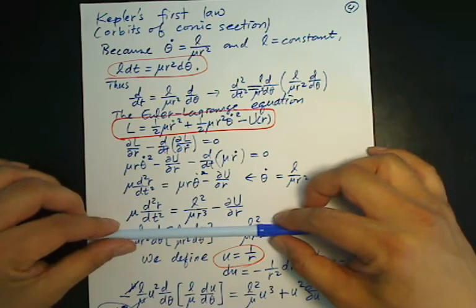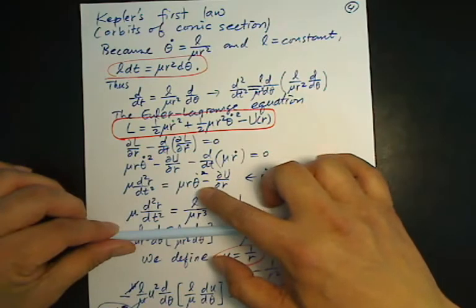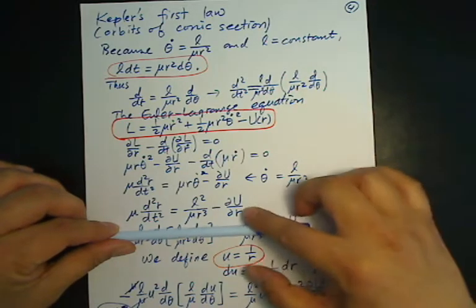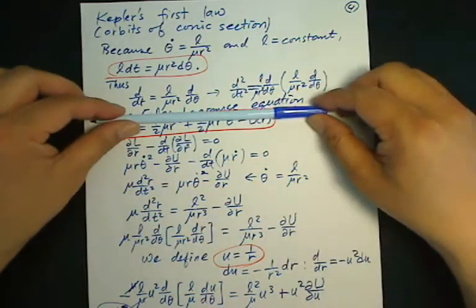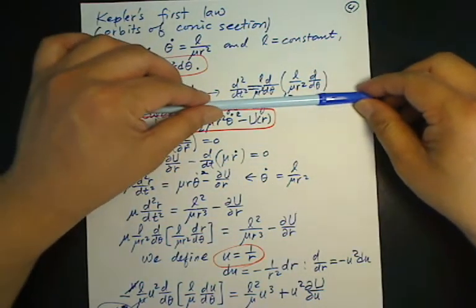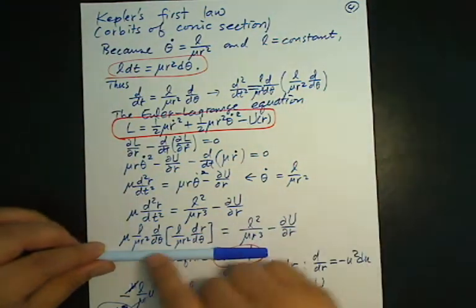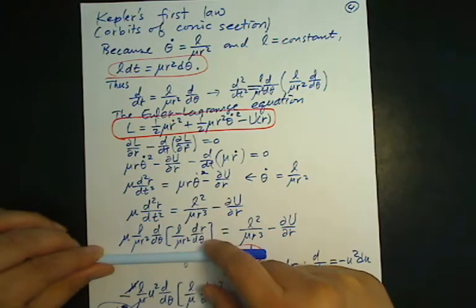Now, if I substitute theta dot equals L over mu r squared, then I have this contribution and the force. What we have found is that the double time derivative can be expressed in terms of the angle derivative. Put mu here, and the double time derivative is written in here.